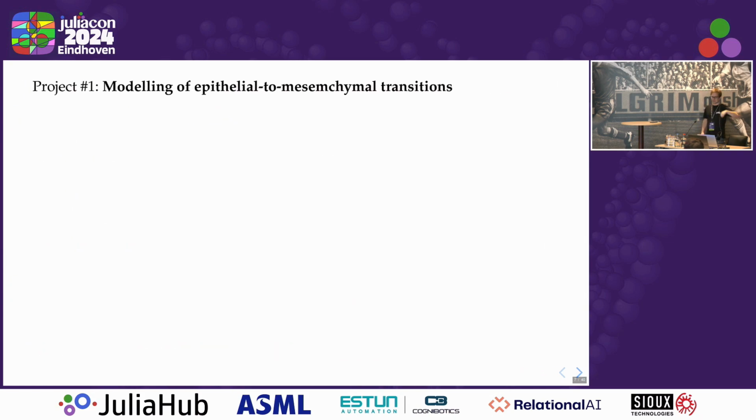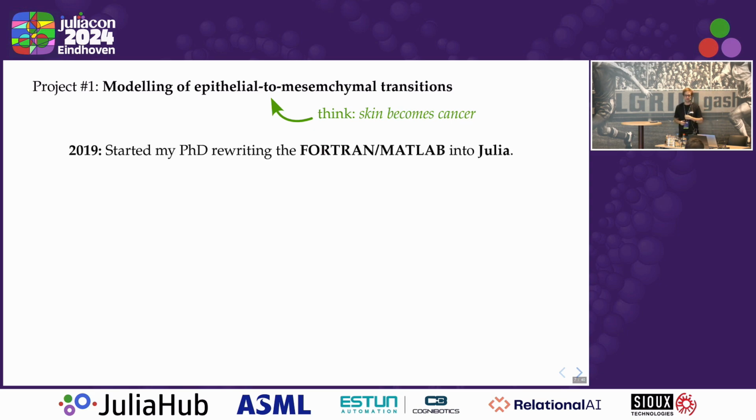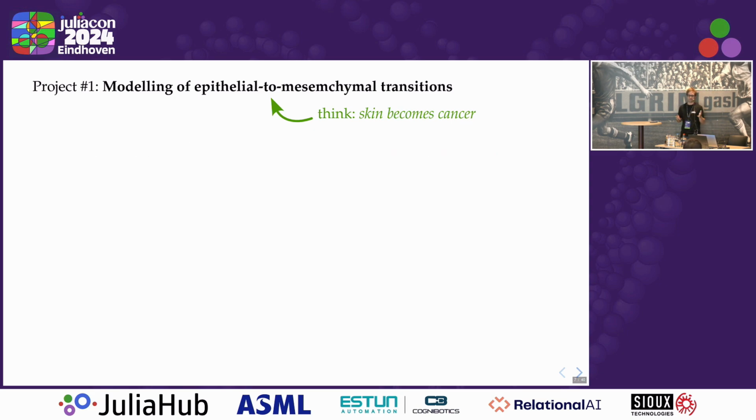So now I have a few videos, and these are basically all Julia simulations which I did in the last 4 years. So the first project was on something called epithelial to mesenchymal transitions. That is basically the abstract term for, for example, skin cells turning into cancer cells.